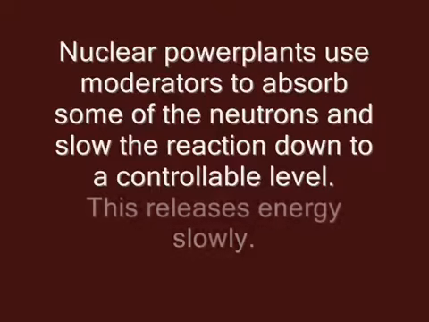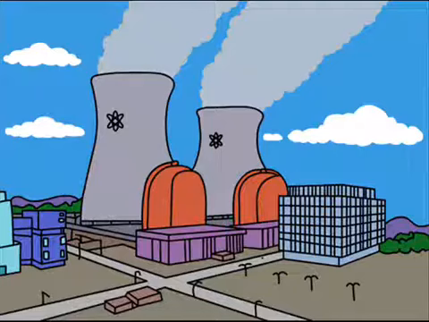So I think that demonstrates pretty successfully the chain reaction process. Now, we use this in two ways. First, in nuclear power plants, we actually use moderators that absorb some of the neutrons and slow down the reaction. And this allows us to control the reaction and release the energy very slowly, which we then turn into electricity.